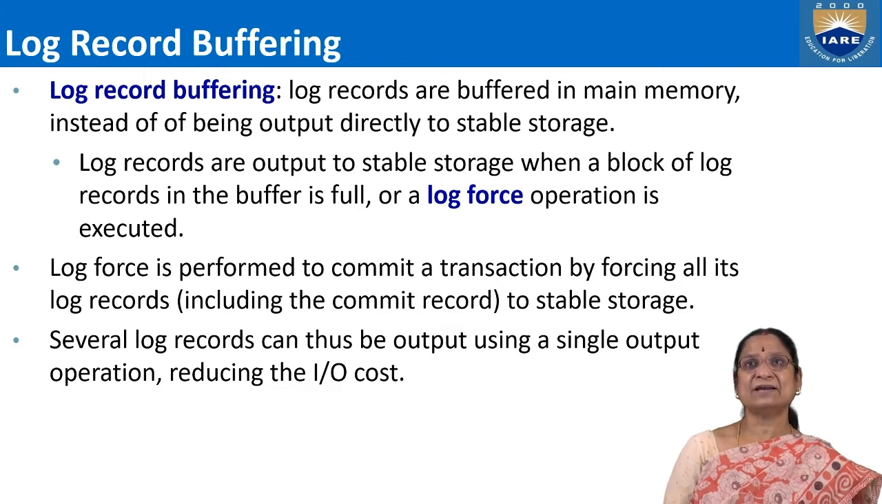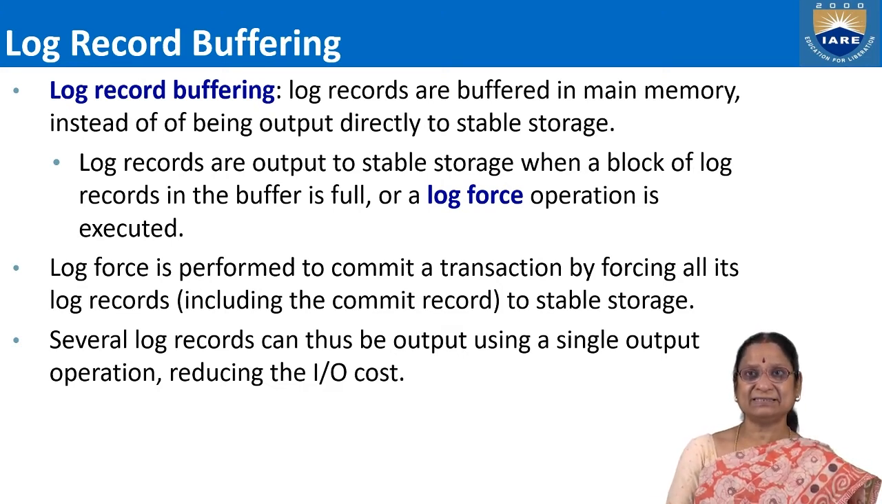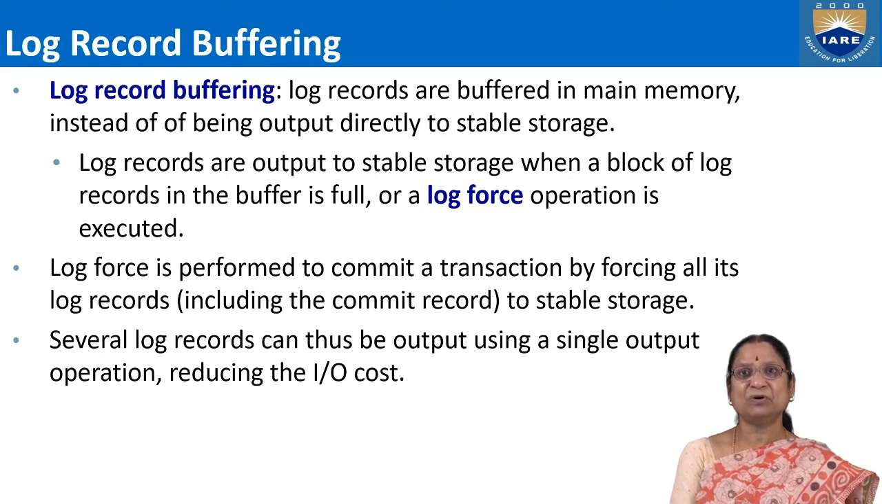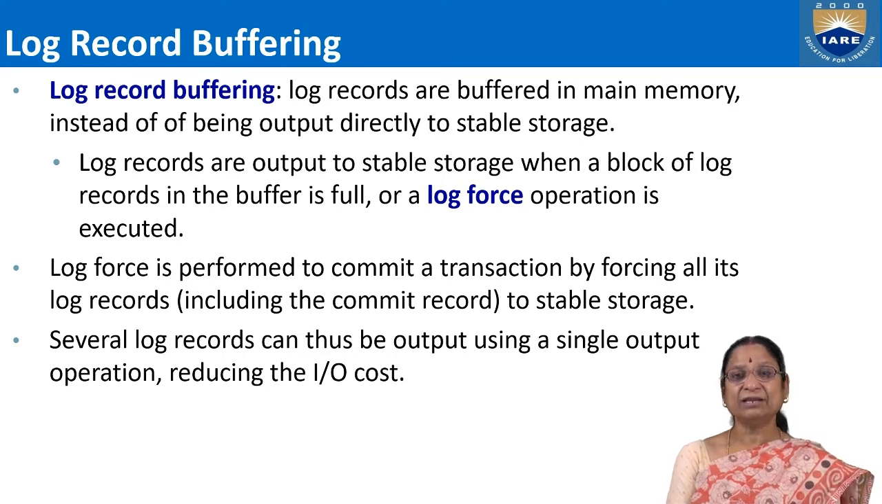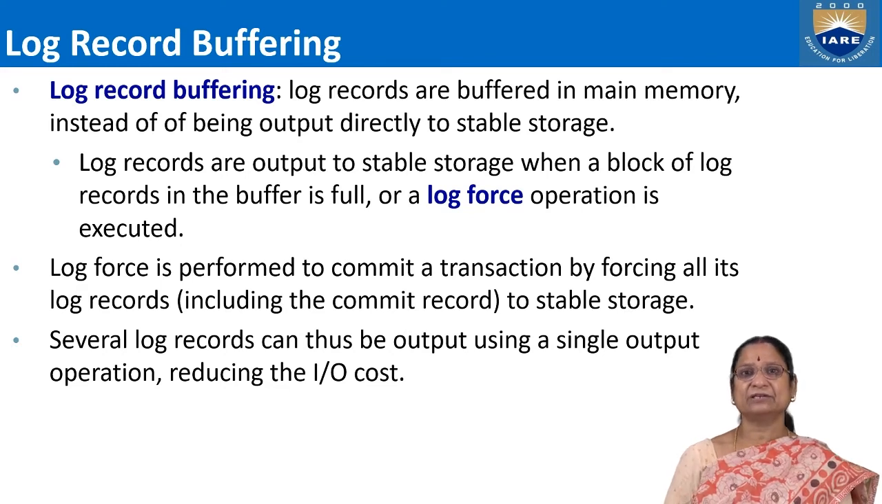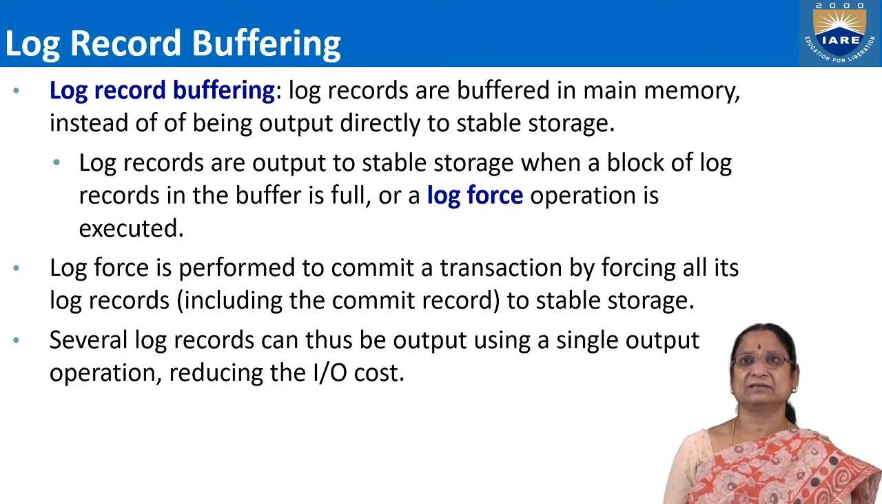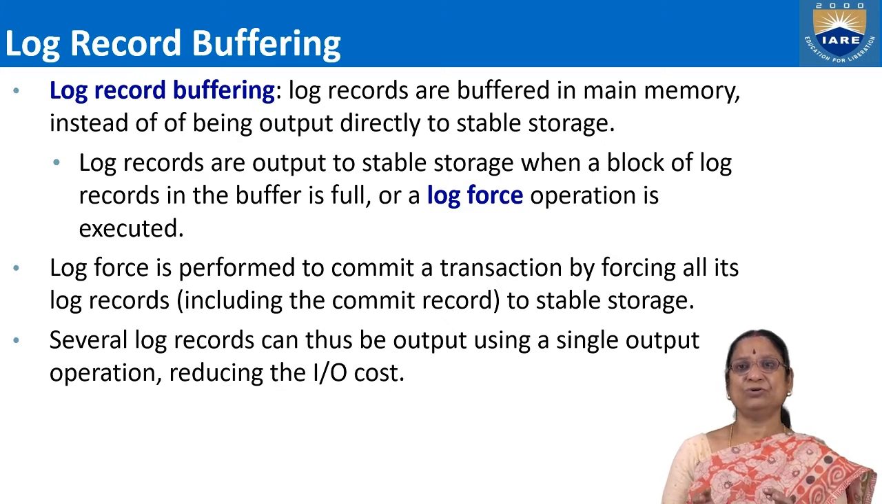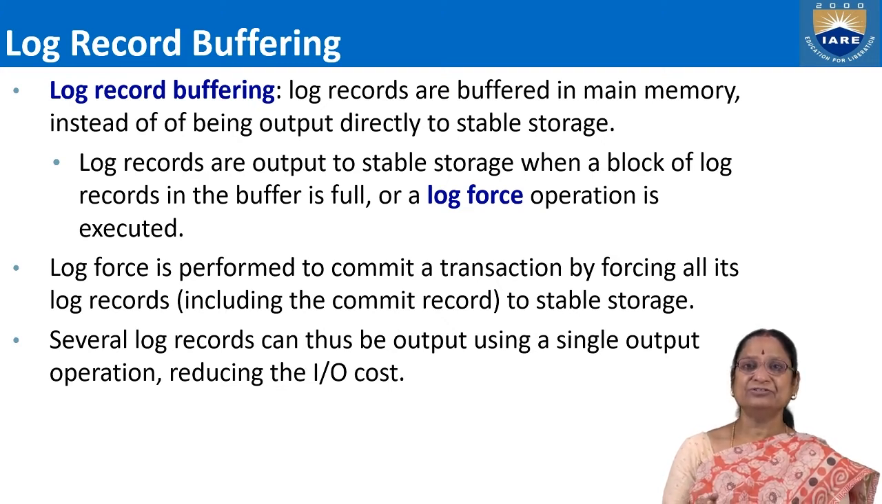Because additional log records have to be stored, by that time this log buffer must be emptied. This log force is performed to commit the transactions by forcing all its log records, including the commit record, to the stable storage. Several log records can be output using a single output operation, reducing the IO cost, because all are stored in a buffer, a block like that. So with one input or one output operation we are performing it.